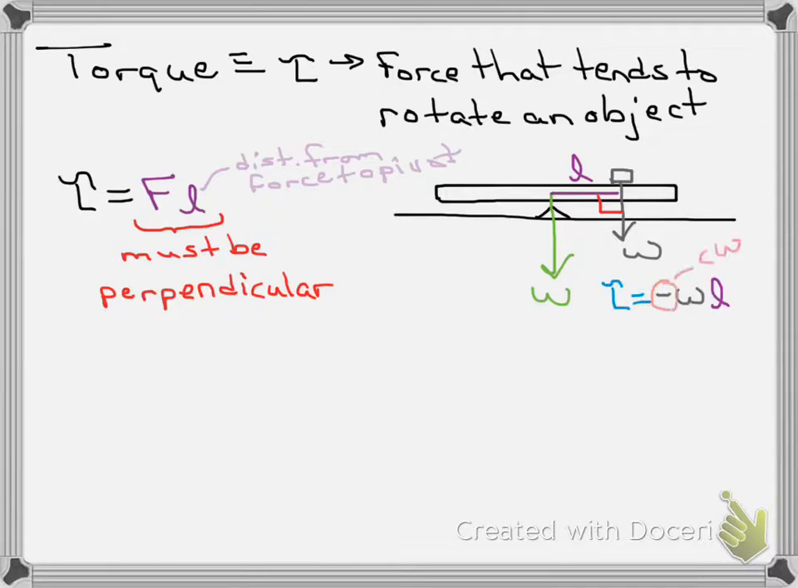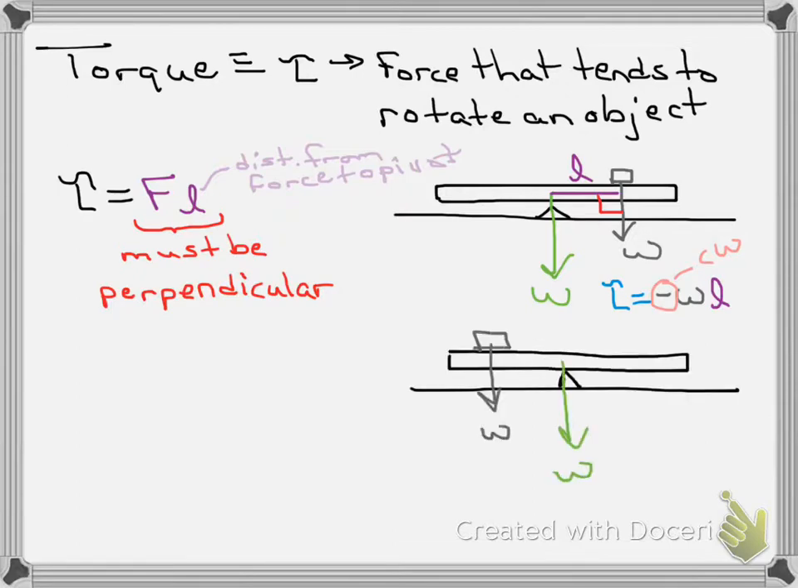Well, when you do that, then you get the torque is equal to the force times the length. But in this case, it's actually negative, because as it turns out, forces that cause clockwise rotation produce negative torque.